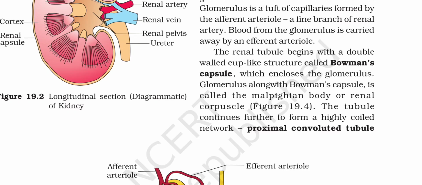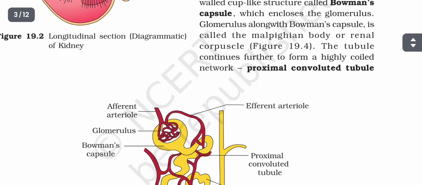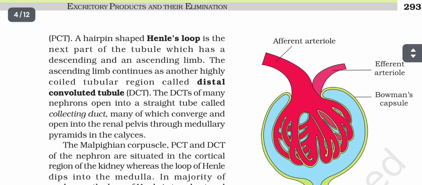The tubule continues further to form a highly coiled network, the proximal convoluted tubule (PCT). A hairpin-shaped Henle's loop is the next part of the tubule, which has a descending and an ascending limb. The ascending limb continues as another highly coiled tubular region called the distal convoluted tubule (DCT). The DCTs of many nephrons open into a straight tube called the collecting duct, many of which converge and open into the renal pelvis through medullary pyramids in the calyces.